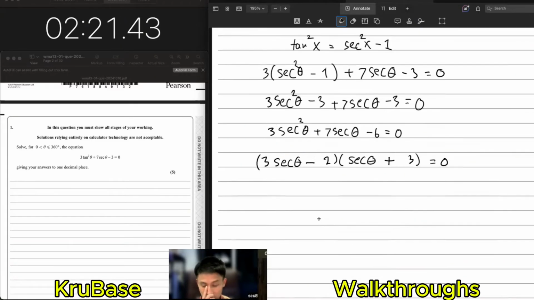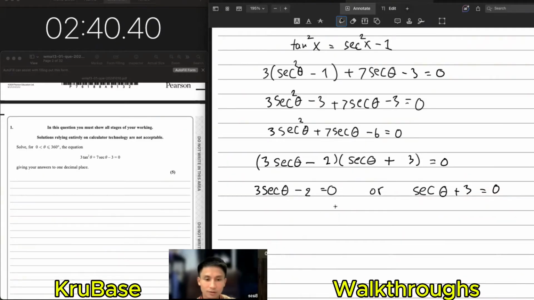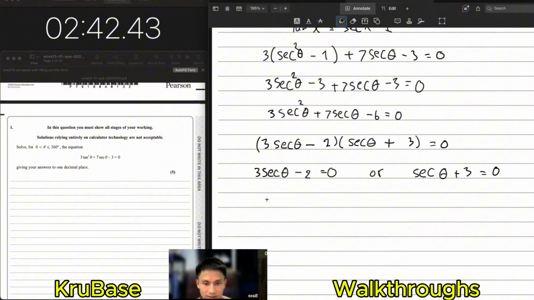Okay, so that means we have two sets of answers. If you look at this one, we can do 3 sec theta minus 2 equals 0, or sec theta plus 3 equals 0, right? Okay, so for this one here, sec theta is isolated to be 2 over 3, just do that. Or this one, sec theta is minus 3.